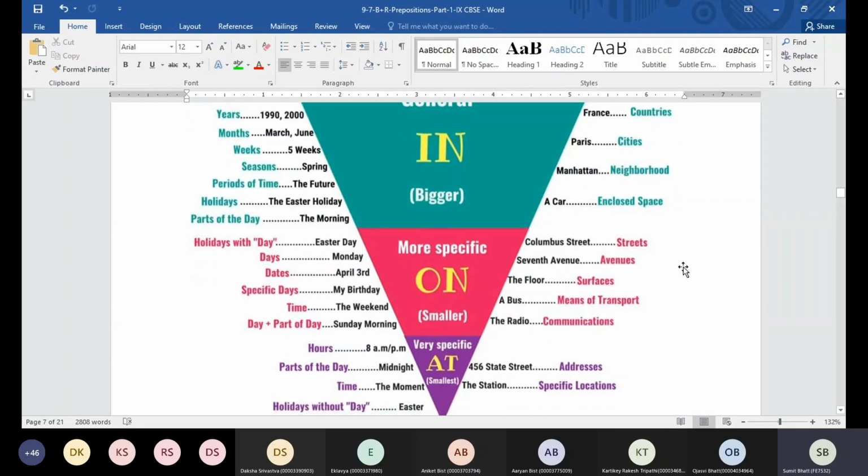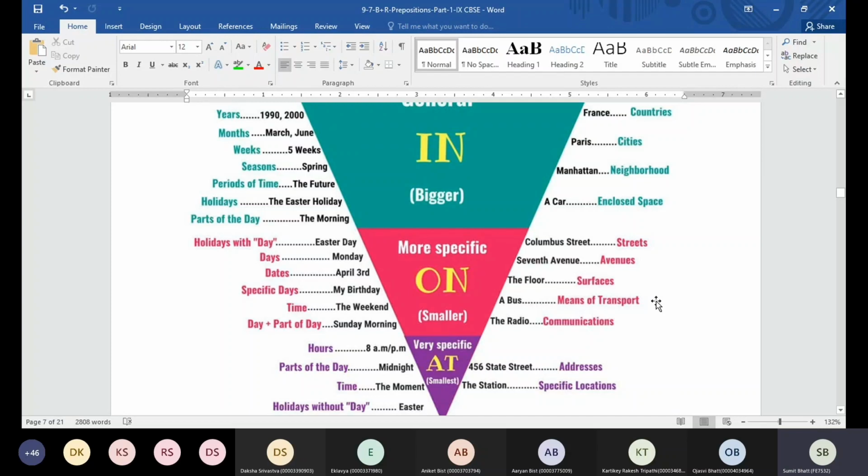"On" is used when you refer to a street, like he lives on Columbus Street. But if you say 10 Columbus Street, can I use "on" here, or will I use "at"? Yes, everyone, "at" will be there. If you have 10 Columbus Street, it takes "at". But if you say "on Columbus Street", it means on top of the surface of the street, somewhere on Columbus Street.